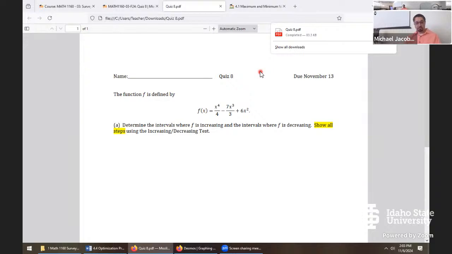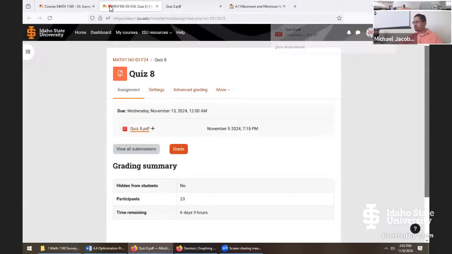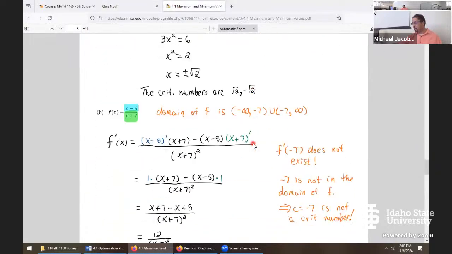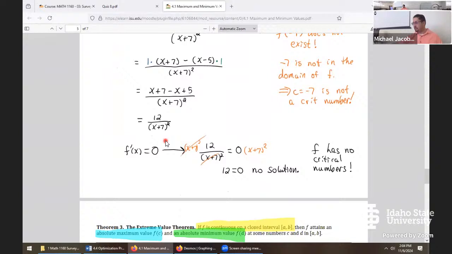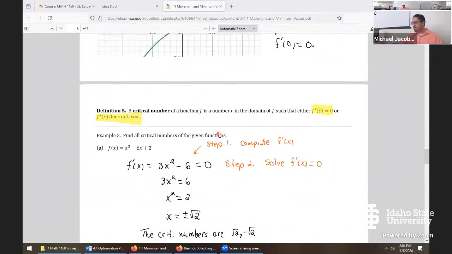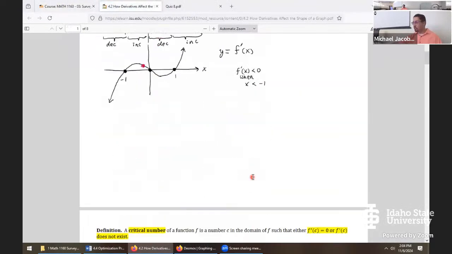So I felt like it's a good idea to just be very specific. What do we mean by all steps? If we're using the increasing decreasing test and finding local minimums and local maximum values, showing all steps pretty much means, let's go back to 4.1, that we have to calculate the derivative, solve the derivative where it's set equal to 0, showing steps. Let me move this window a little bit more to the right. And then finally, oh, hang on, where are we? This was just finding a critical number. Sorry, I'm in the wrong section. I want to go to 4.2. There you go. This is more on the lines.